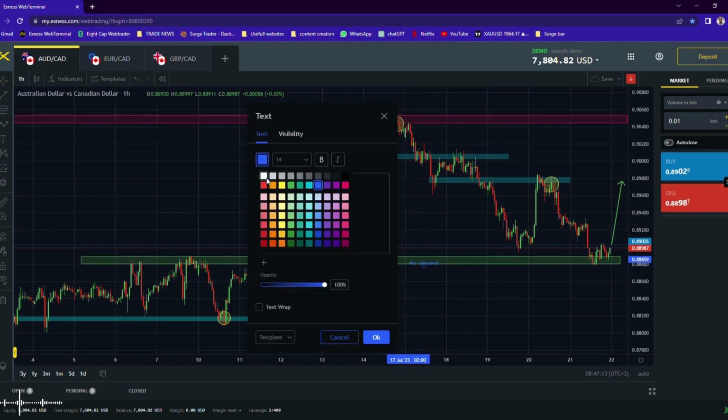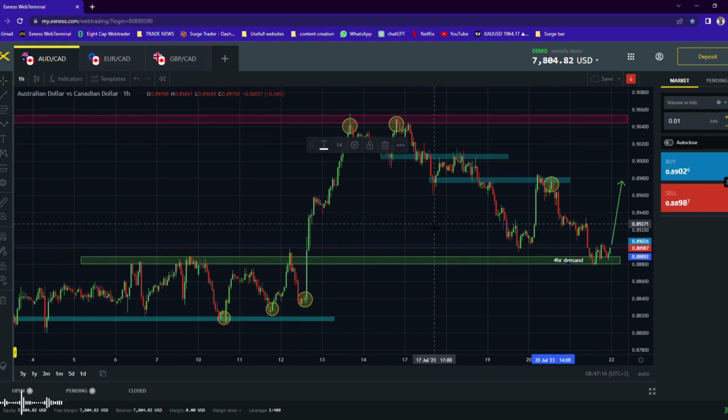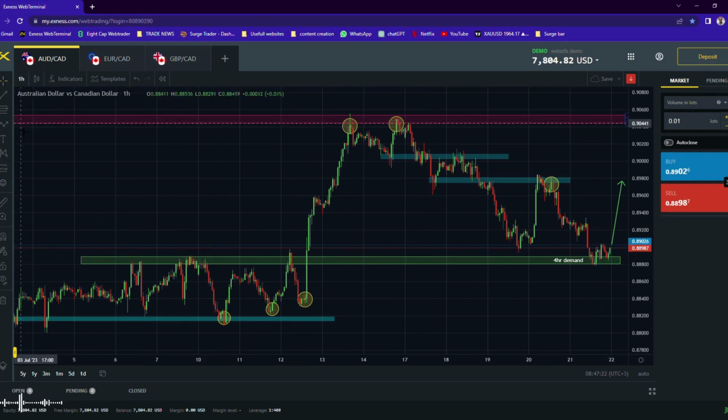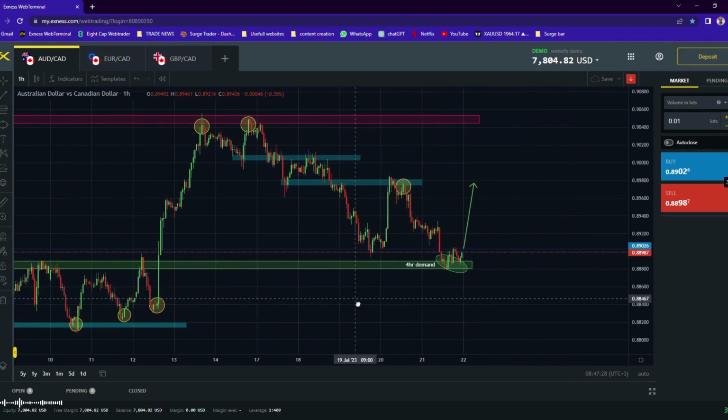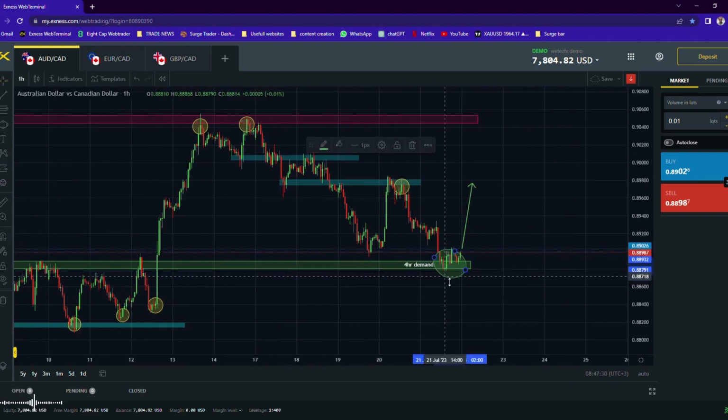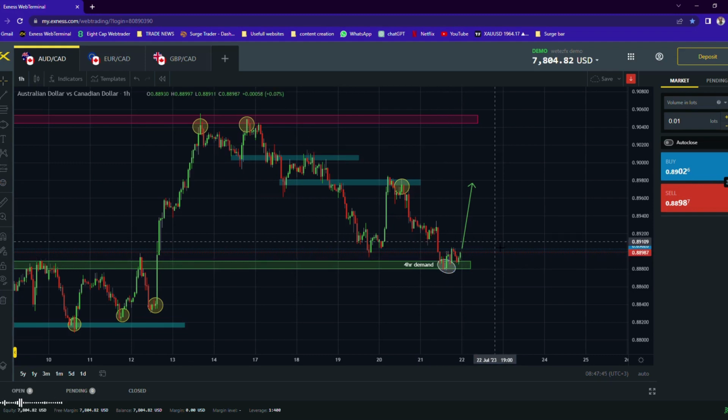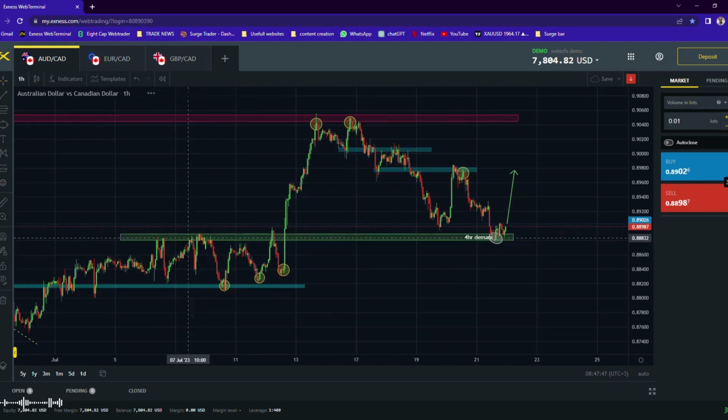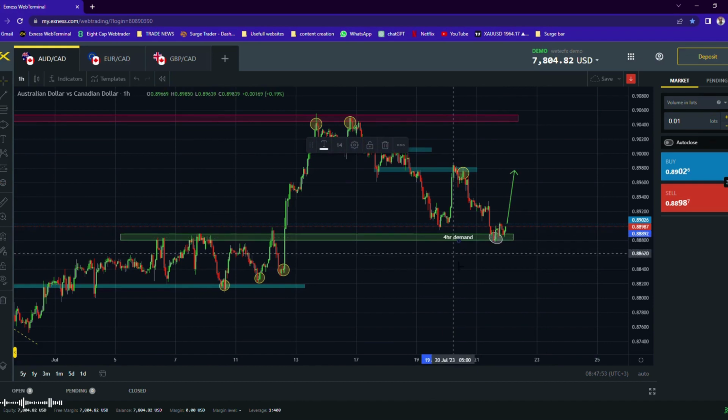demand right there. We have our 4 hour demand. This was a resistance that turned into support right there. This was resistance that turned into support right here, if you can see properly. If you can see right there, that was resistance that turned into support. So this becomes our demand right there.